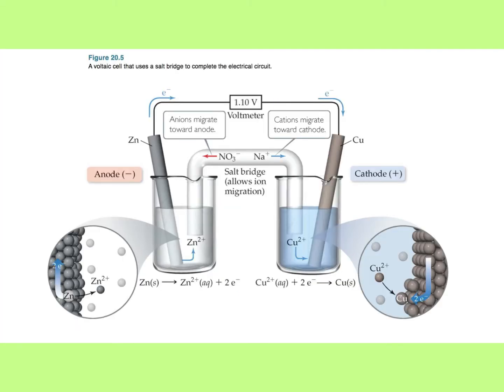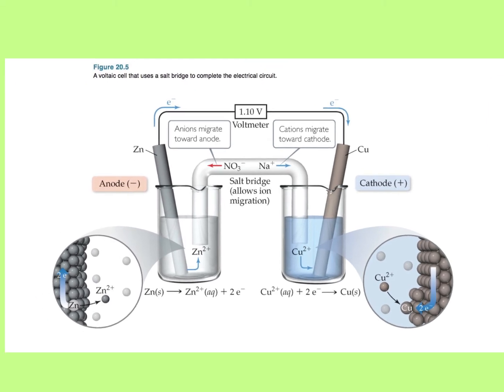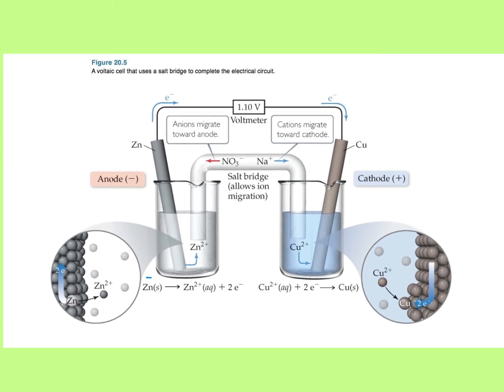On this screen, you see the picture from your textbook, figure 20.5, depicting exactly the same thing with a slightly different process. In this case, zinc is the oxidizing metal, and copper ions are being reduced, but still the cathode is where the reduction takes place. The anode is where the oxidation takes place. You can see a direction of electron flow, which is always from the anode to the cathode, and you can see a direction of ion flow that must counteract the direction of electron flow.